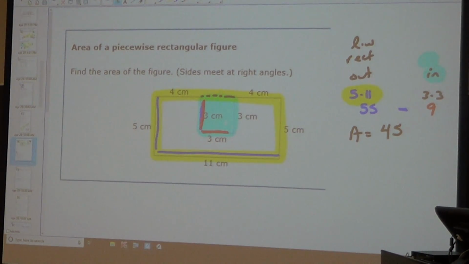So this whole thing is a 55. This little piece is a 9. So 55 minus 9 gives me what I'm looking for, which is a 45.